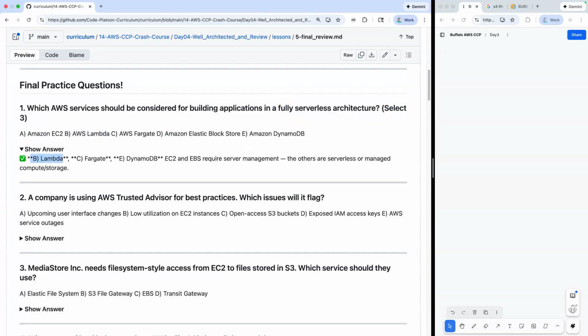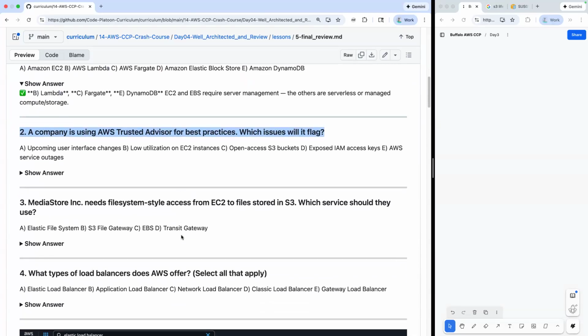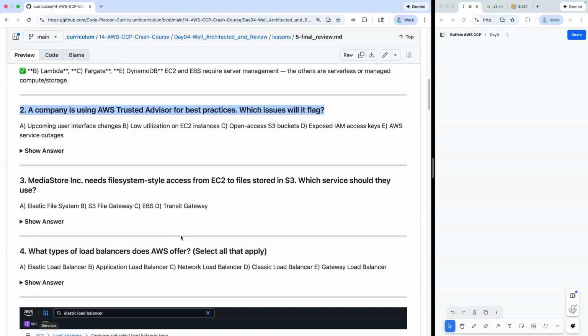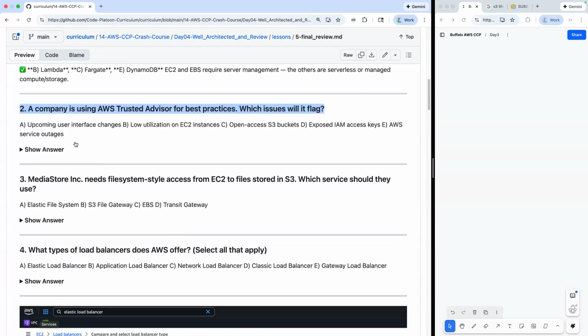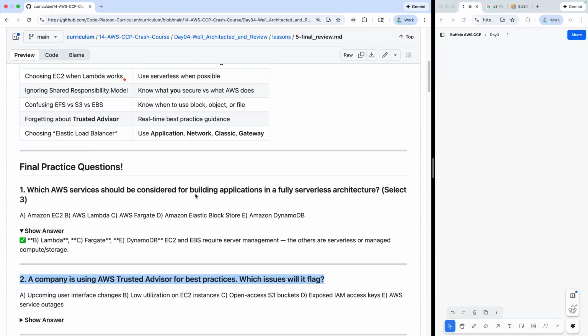How about, let's see, Tony, do you want to tackle and walk through number two? I can definitely try. Go for it. And just a heads up on that first one, I think B, C, and E are all the right answers there, because it said to select three. Oh, did I totally misread that? Yeah, it says select three on there. I think it was saying EC2 and EBS require server management, and the others are serverless. I'm sorry. Actually, I'm not sure they ever do that on the test, though. I could be wrong.